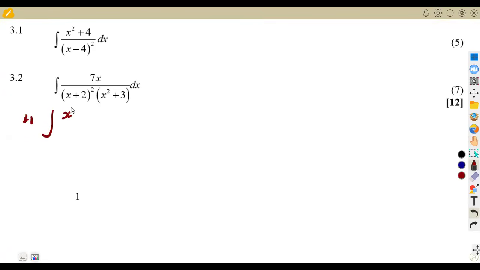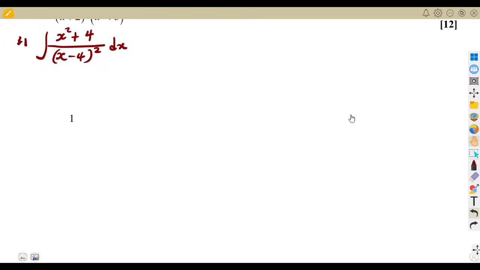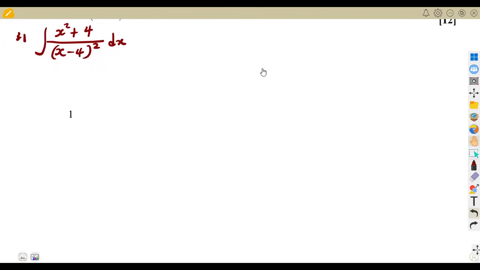The integral of x squared plus 4, everything over x minus 4 squared, with respect to x. When you are working with these integrals of partial fractions, one, you are supposed to work out the fraction that you are given. This is x squared plus 4 over x minus 4 squared.